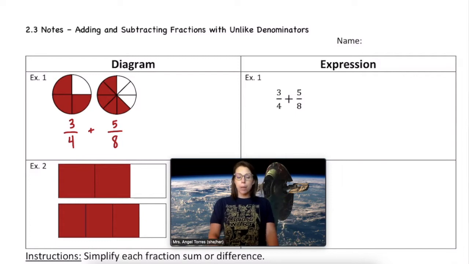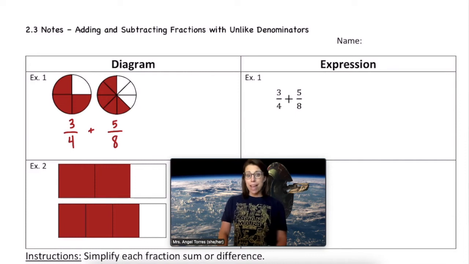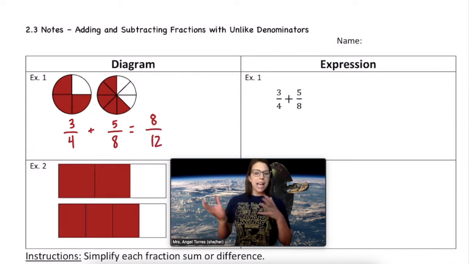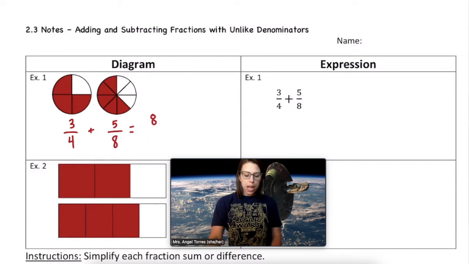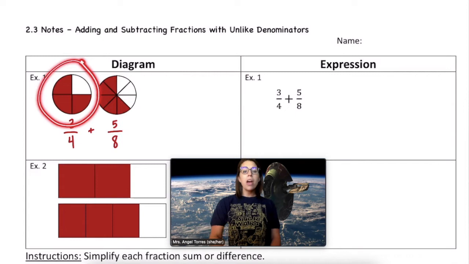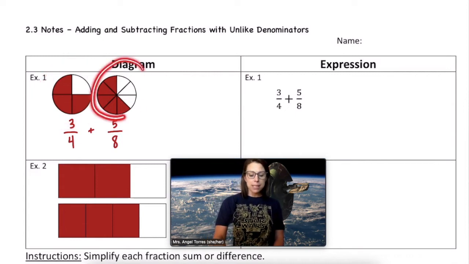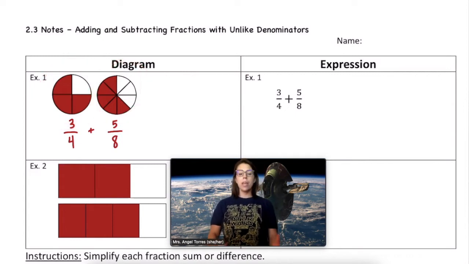Now, here's the problem. We can't add 3/4 and 5/8 mathematically. In other words, we can't say that that equals 8/12. We can't just add straight across because that doesn't make any sense. The shape and size of the pieces in this diagram are not the same as the shape and size in the second diagram. So right now we cannot total them up.